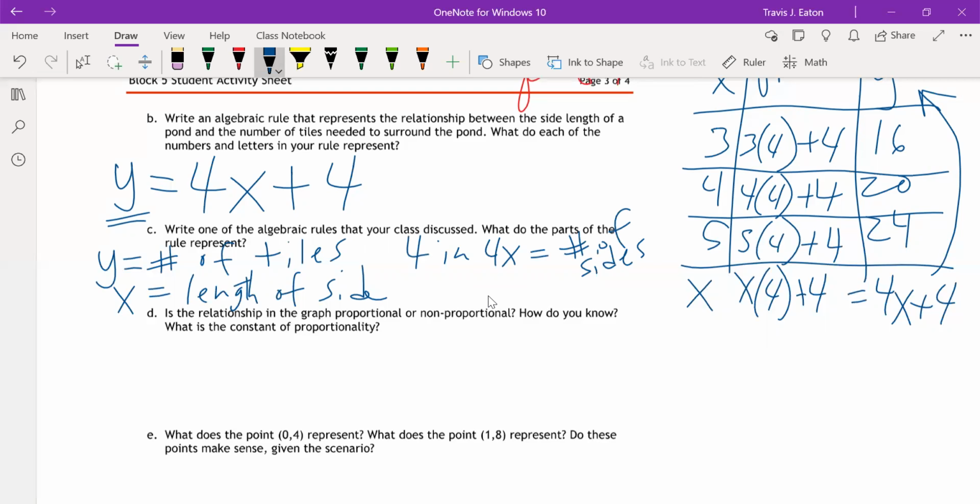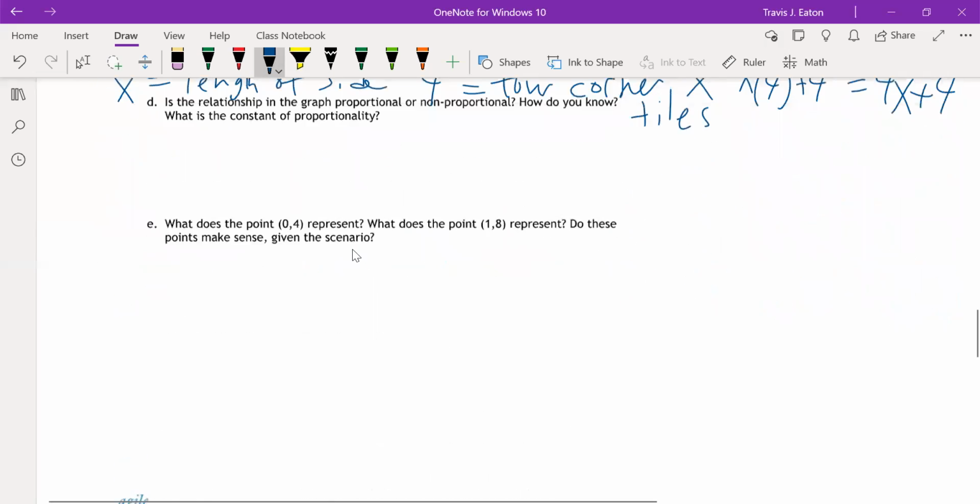And then that last 4, the 4 at the end, is our 4 corners of the pond. The 4 corner tiles. All right, are there any questions about that yet? Does that make sense? Because we could certainly draw a picture of this.